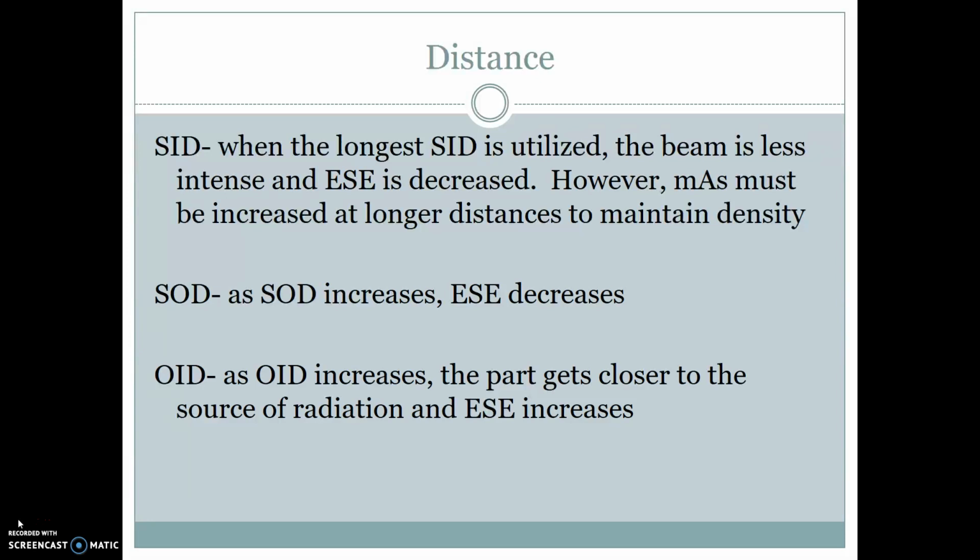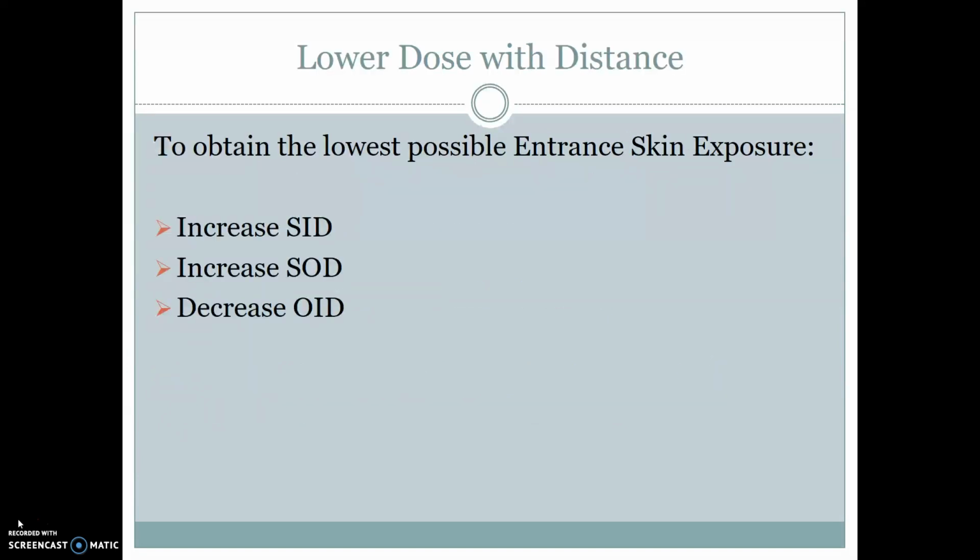When the longest SID is utilized, the beam is less intense and the entrance skin exposure is decreased. However, mAs must be increased at longer distances to maintain density. As SOD increases, entrance skin exposure decreases. As OID increases, the part gets closer to the source of radiation and entrance skin exposure increases. To obtain the lowest possible entrance skin exposure, increase SID, increase SOD, and decrease OID.